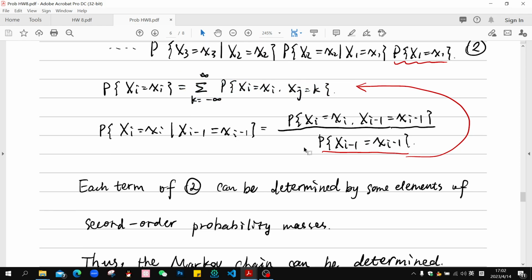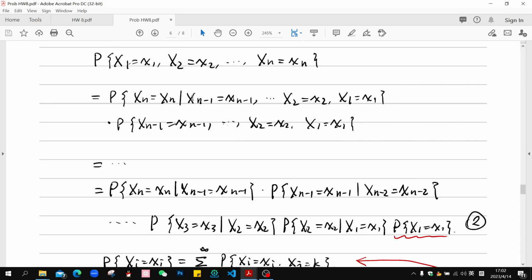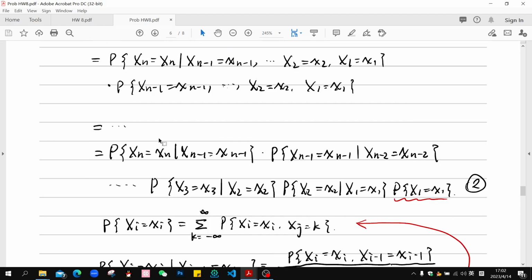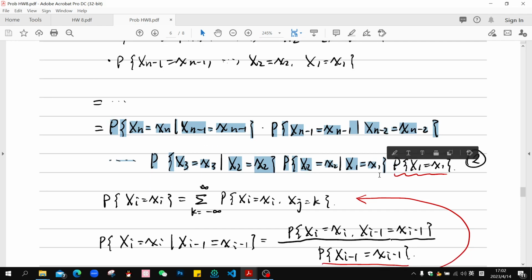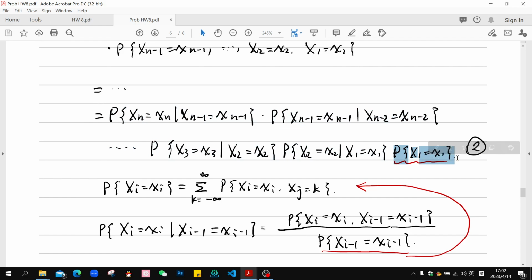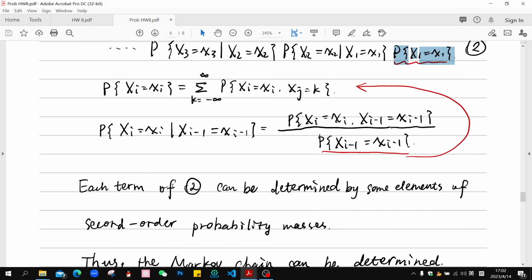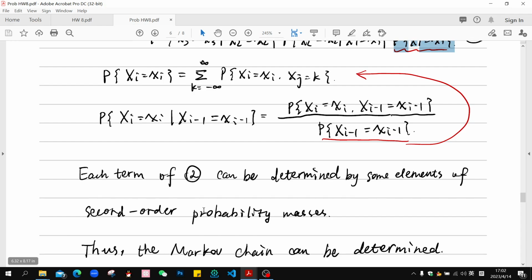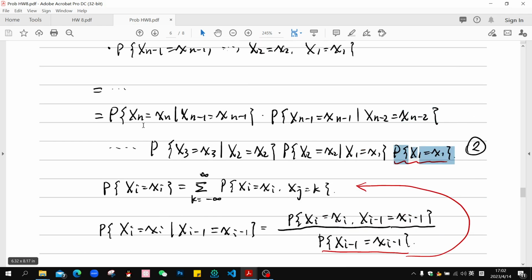We now can see that each term of this long expression here, that is, all these conditional probabilities multiplied together and then finally this single probability, each term of 2 can be determined by some elements of the second order probability masses. We know that we can find these conditional probabilities with this expression, and we can find this probability by this one.